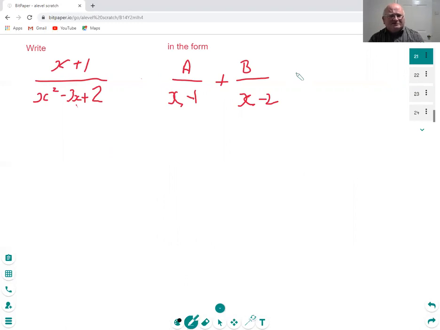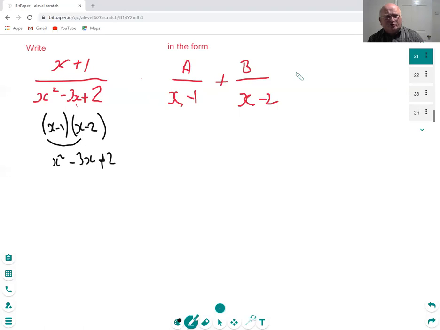You may have already noticed, or you're going to notice now, that if we factorize the bottom part, it does come out as (x - 1)(x - 2). Let's just check that. x squared minus 1x, minus 2x, minus 3x, and then minus 1 times minus 2 is 2. So these two are just factorizing there.